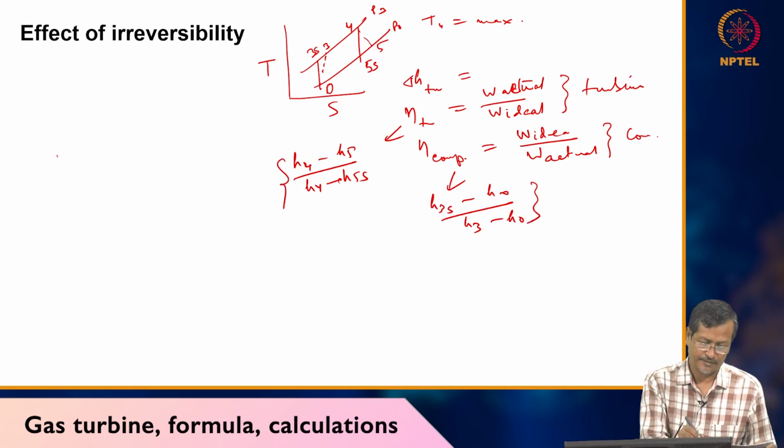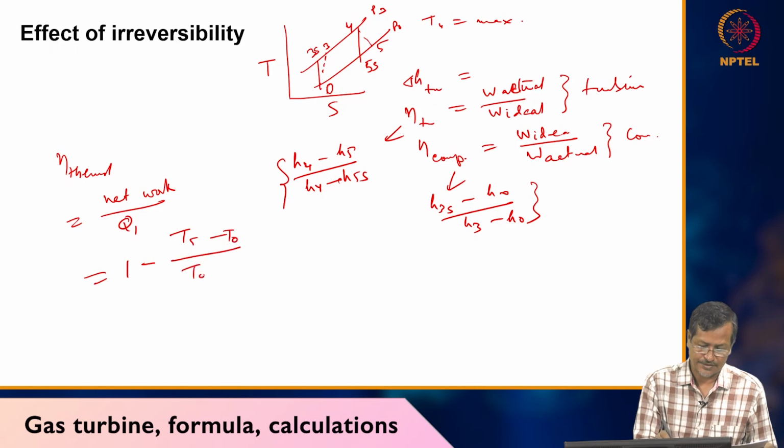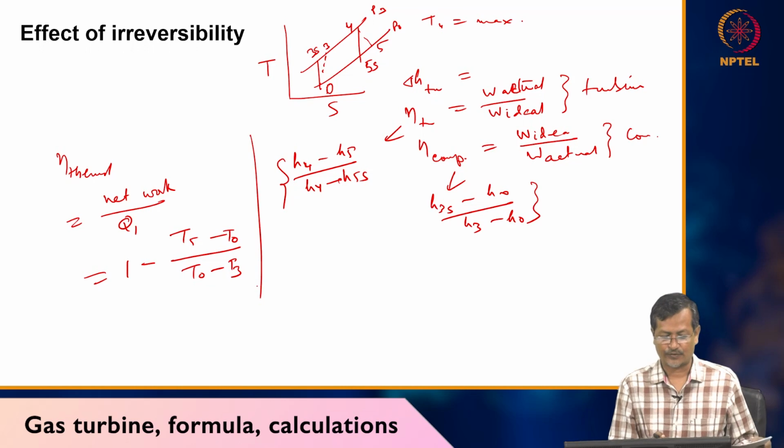Now eta thermal, net work by Q1 equals 1 minus (T5 minus T0) over (T4 minus T3). Okay, this is your net work thermal efficiency.